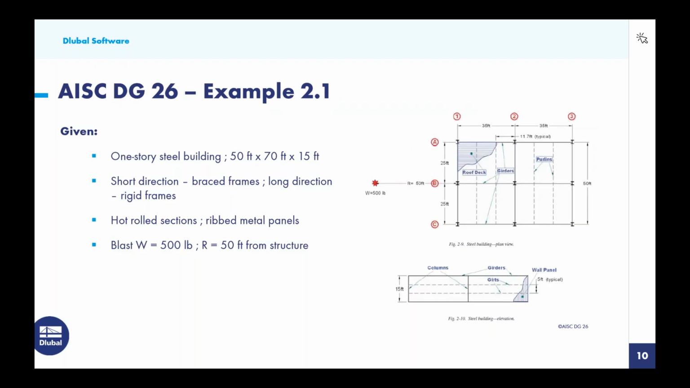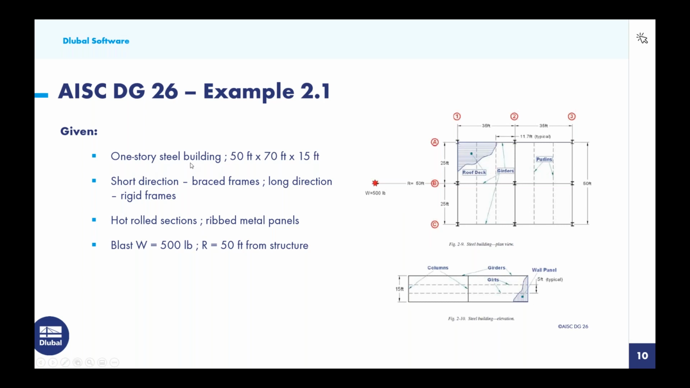So now moving on to our example. Again, I'll be referring to AISC Design Guide 26 and in particular example 2.1. And so the example within RFEM will fall very closely with this today. We can see over on the right-hand side, again, directly from Design Guide 26, a plan view of our structure as well as an elevation view.